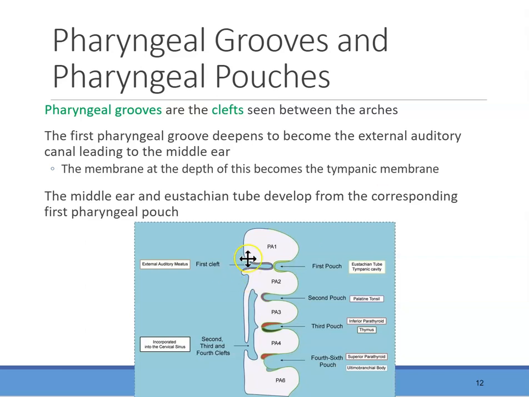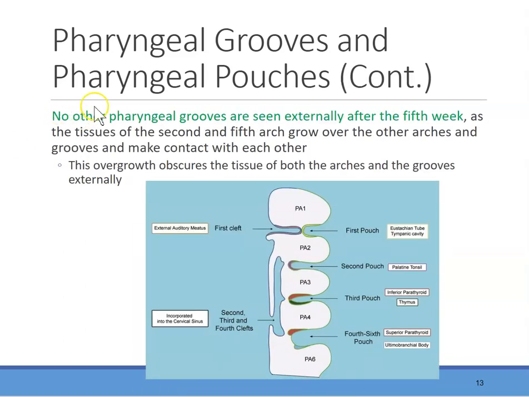So all this comes from the eardrum, or the external auditory canal. All the stuff in the ear comes from the first cleft. The second, third, fourth, and fifth clefts actually close together. And that's what the next slide is going to show you: there's no other pharyngeal groove seen in the 5th week. So this is basically the 5th week, and what happens is all these clefts close together.